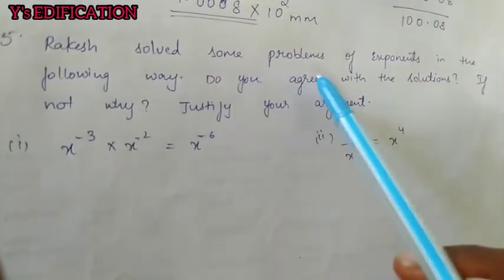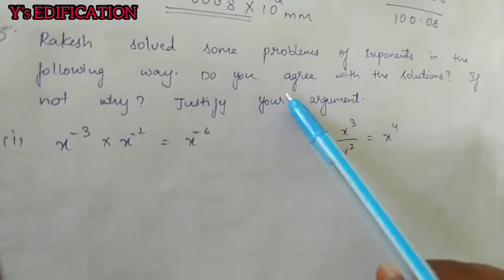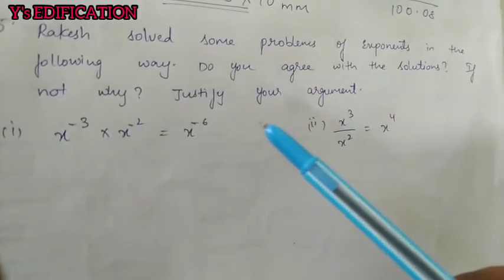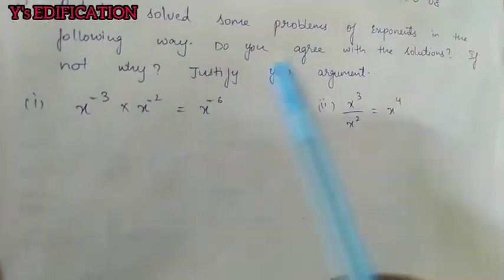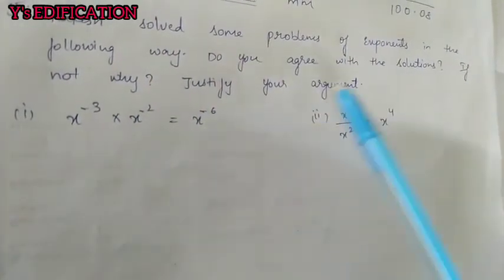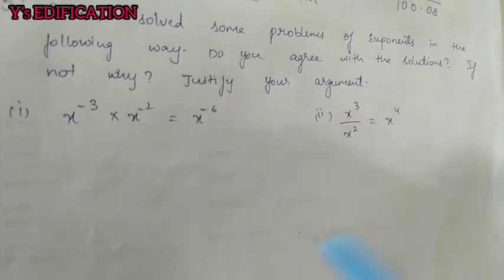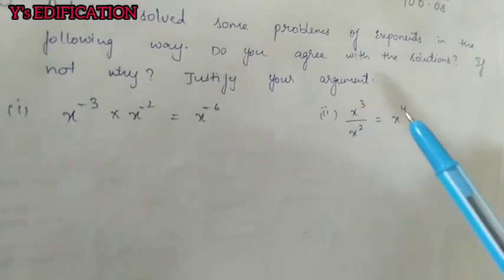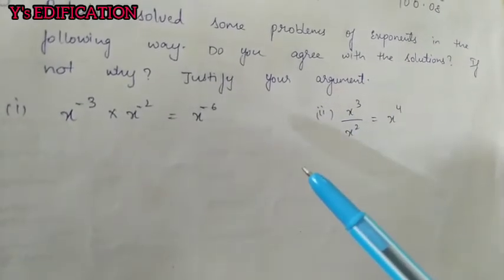Rakesh solved some problems of exponents in the following way. Do you agree with the solutions? If not, why? Justify your answer. Okay. So a boy is trying to solve some exponent problems and he got some results. So they are asking to check whether the given result is right or wrong. If not, what is wrong? We have to solve that.